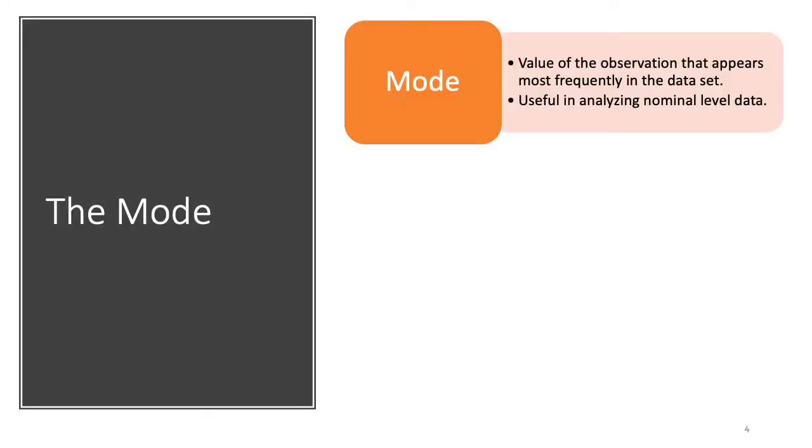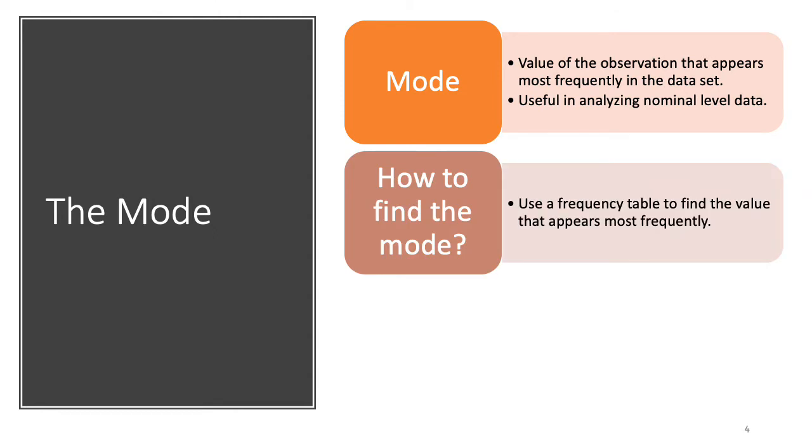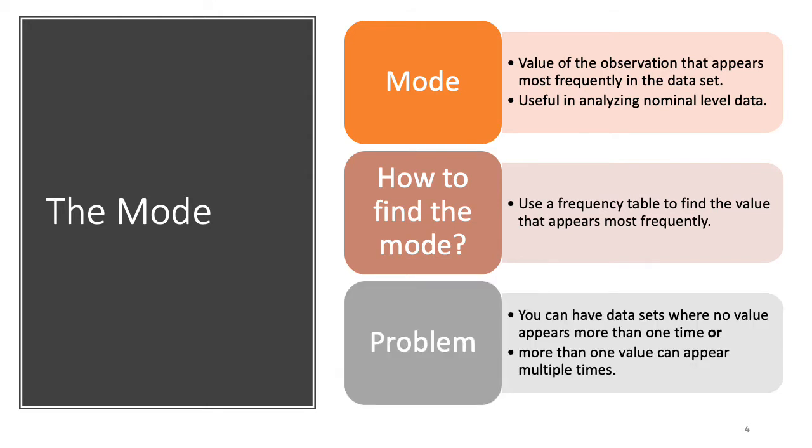The mode is the value of the observations that appear most frequently in the dataset. This is useful in analyzing nominal level data. How do we find the mode? We use a frequency table to find the value that appears most frequently. The problem with the mode is you can have data sets where no values appear more than one time, or data sets where more than one value appears multiple times.